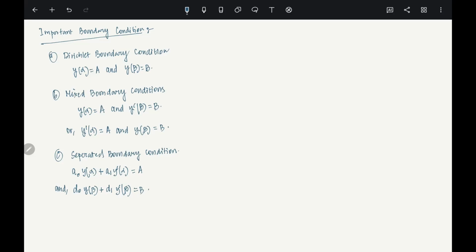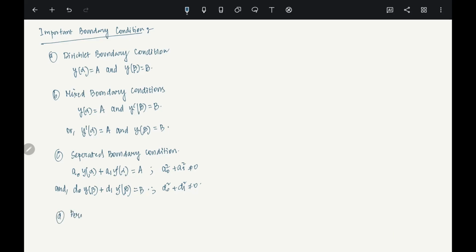Now here you see the condition that a naught squared plus a1 squared is non-zero, and again d naught squared plus d1 squared is non-zero. Why this condition? If both the coefficients a naught and a1 are 0, then you do not have any data at alpha, and similarly for beta. So you want that condition. And what happens if you do not have data at one point, let's say alpha or beta? Then this ceases to be a boundary value problem.